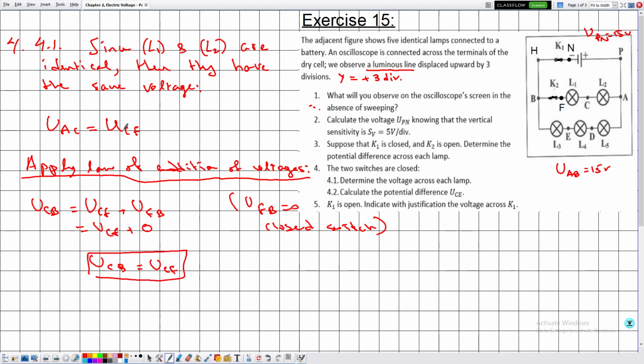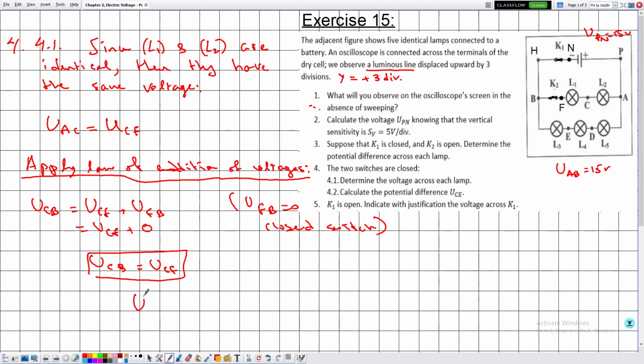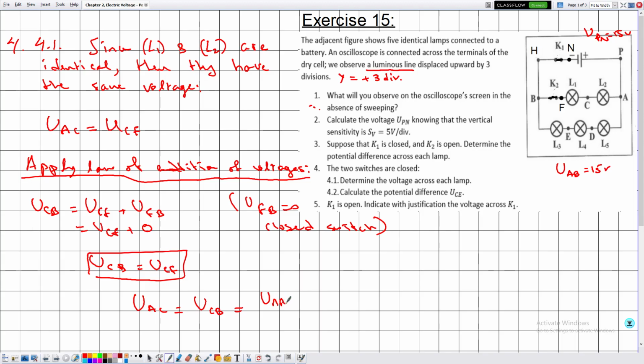So now replacing UCF by UCB, we get that UAC is equal to UCB. Now we can eliminate this point, so it's given by UAB divided by the number of lamps that we have, which is 2, which is equal to 15 divided by 2, which is equal to 7.5 volts.